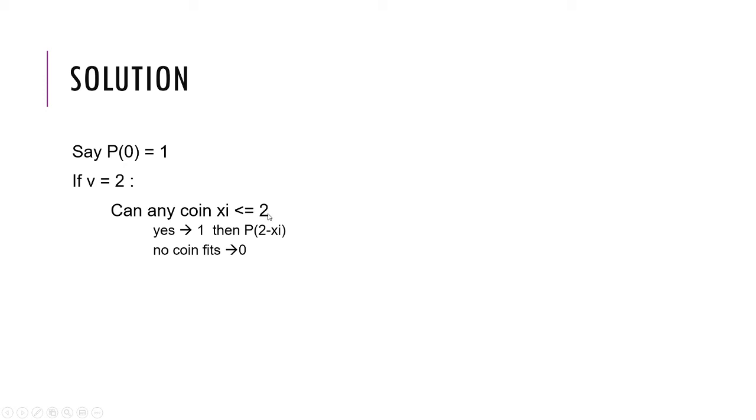You try all possible coins that fit within 2, and if they fit within 2, then you try P of 2 minus xi. Both conditions have to be true. You have to fit within 2, and P of 2 minus xi has to be 1 also, and then it is possible to make this value 2 with these coins. And if none of the coins fits this condition, then it's not possible. So there are all those paths.